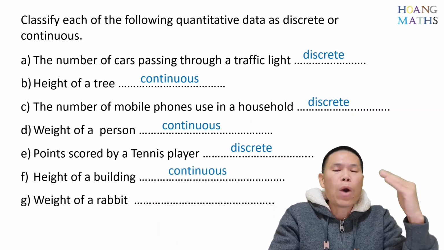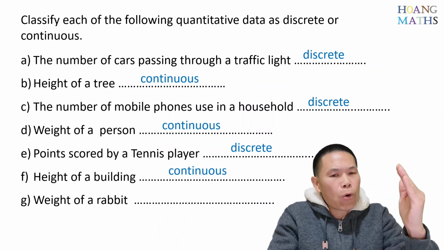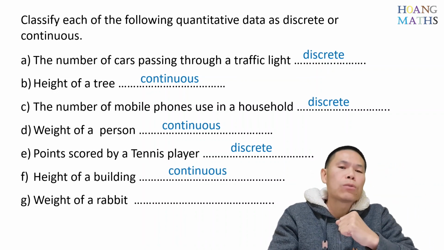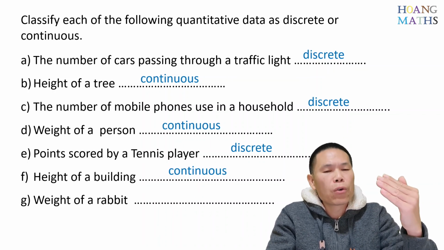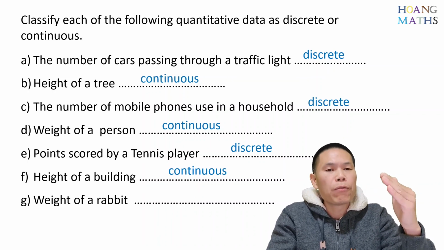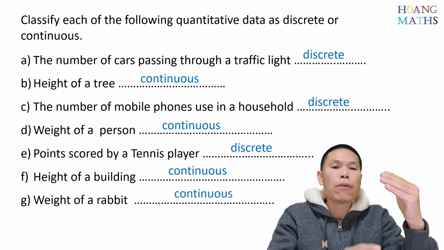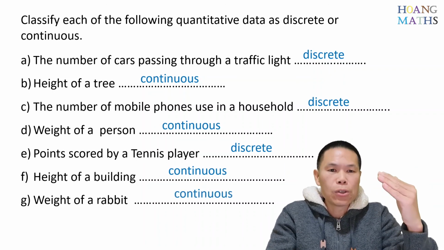Last one, weight of a rabbit. So therefore, it is continuous as well because it's involving decimals. It can be like 2 kilograms, 2.1 kilograms, 1.5 kilograms, and so on. So therefore, it is continuous.